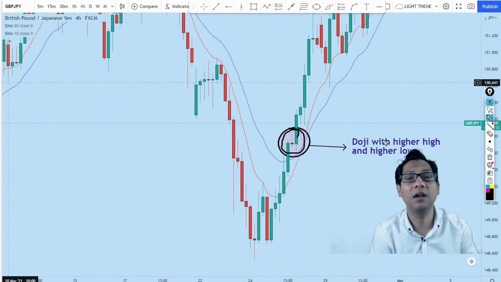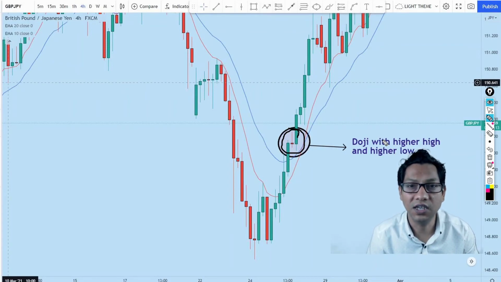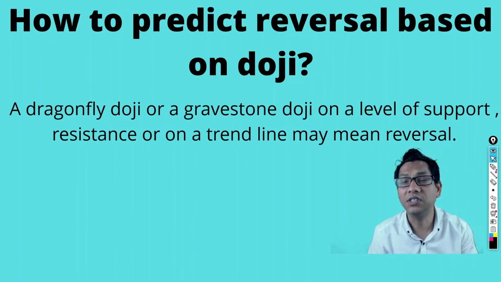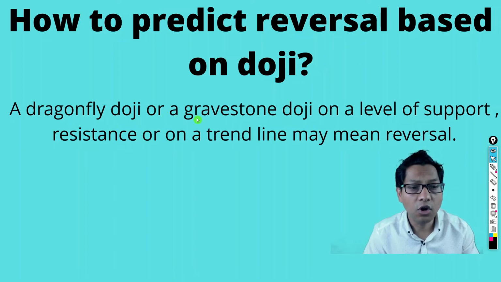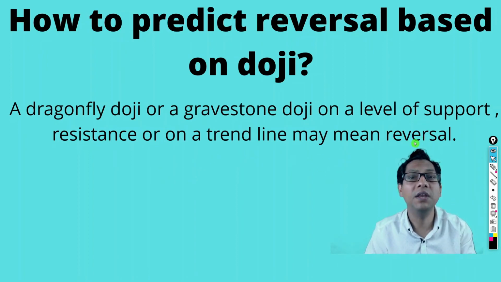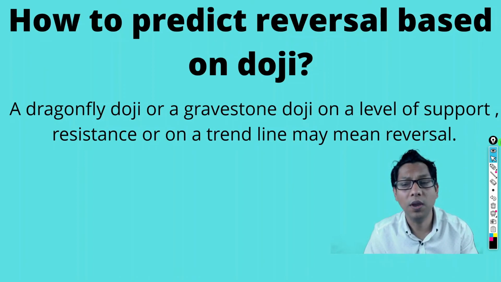Now let's learn what kind of doji will give you reversal signal. Learn how to predict reversal based on doji. Now a dragonfly doji or a gravestone doji on a level of support, resistance, or on a trend line may mean reversal. So what do I mean by this?